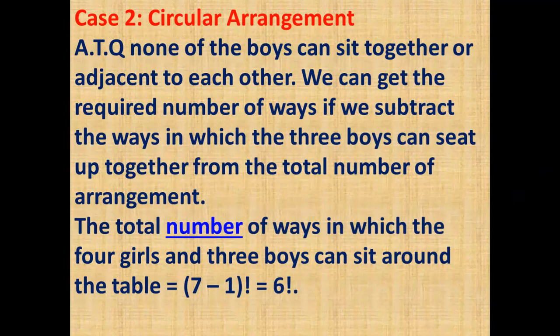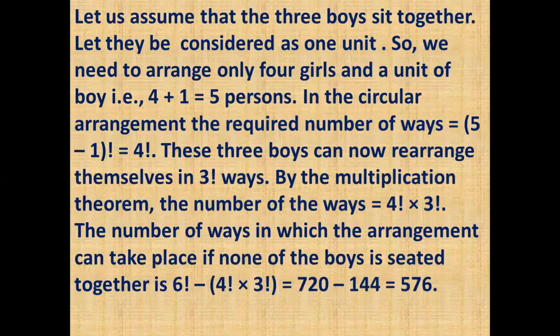Let us see the total number of ways in which the 4 girls and 3 boys can sit around the table. 4 plus 3 is 7, so factorial 7 minus 1, that comes out to factorial 6. Now let us assume that all these 3 boys sit together. Let us consider these 3 boys as one unit. So we need to arrange only 4 girls and the unit of boys. It means 4 girls and 1 unit, that is 5.